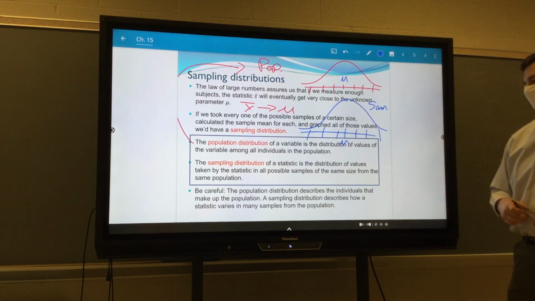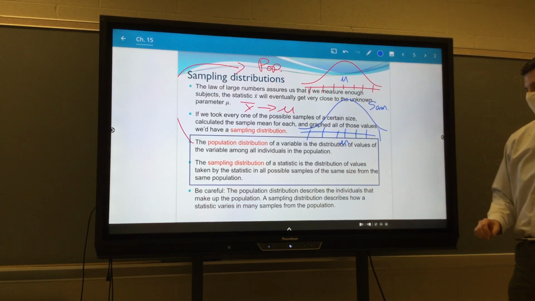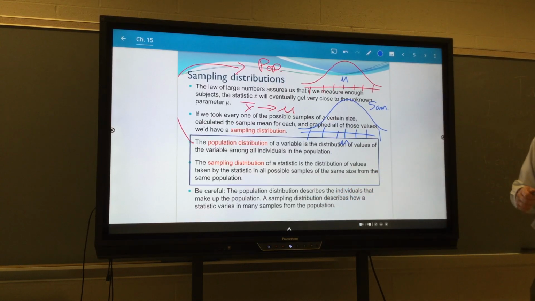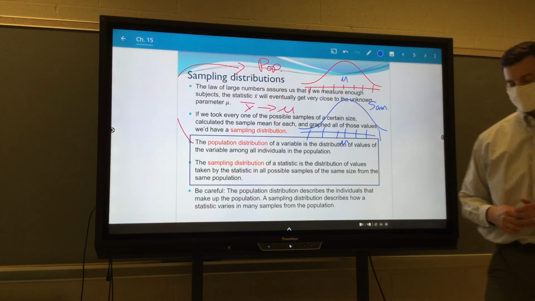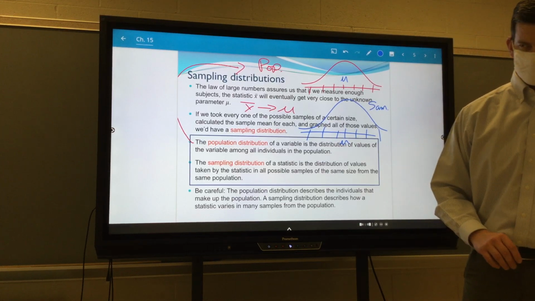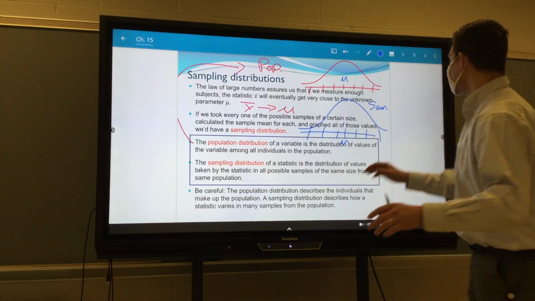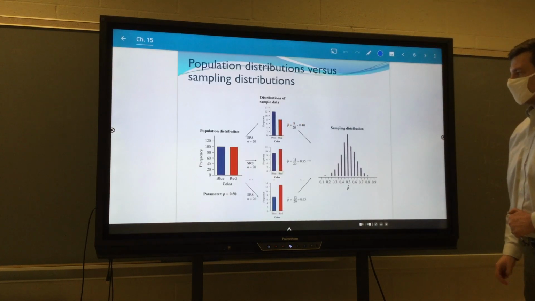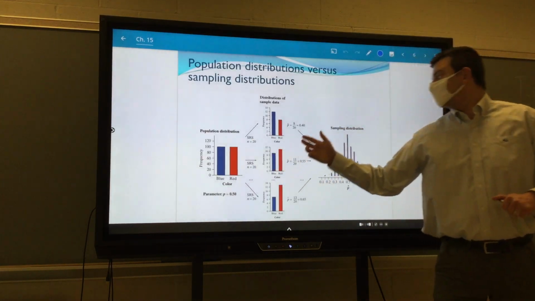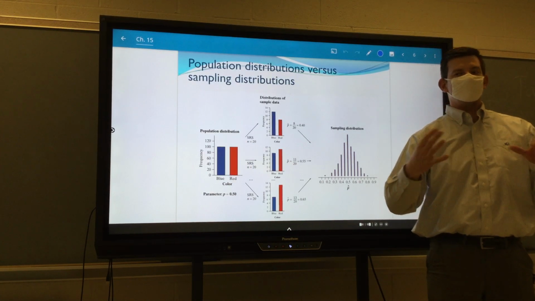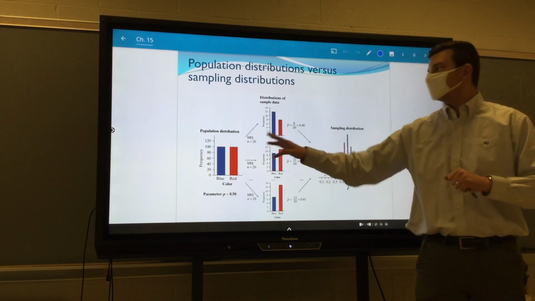Here is our word of caution: the population distribution describes the individuals that make up the population, but the sampling distribution describes how a statistic varies in many samples from the population. We're getting too theoretical right now. We need to look at an example. Now, this example is using proportions. For right now, we're concentrating on means, but it helps illustrate what's happening.